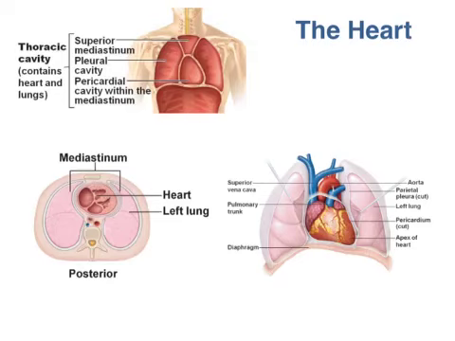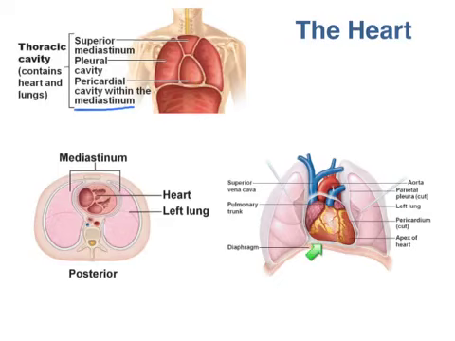The pocket that the heart sits in is called the mediastinum. That's basically just the medial portion of your thoracic cavity with the lungs on either side. So you've got your left lung and then your right lung, and your left lung has a little bit of a notch out of it to make room for the heart.